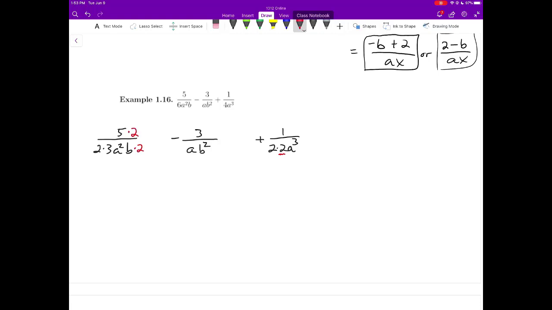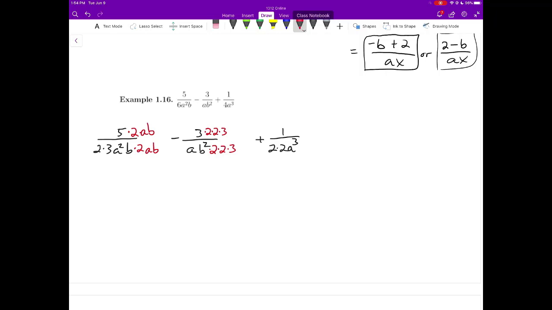It needs to pick up a factor of a to bring us to that a cubed. And it needs to pick up a factor of b to bring us to that b squared that's in the middle. Moving on to the middle fraction. This needs to pick up all the constant factors. So 2, 2, and 3.